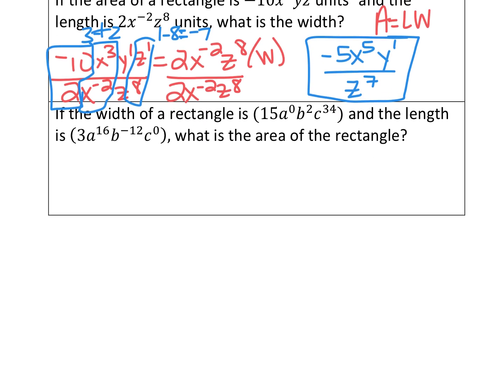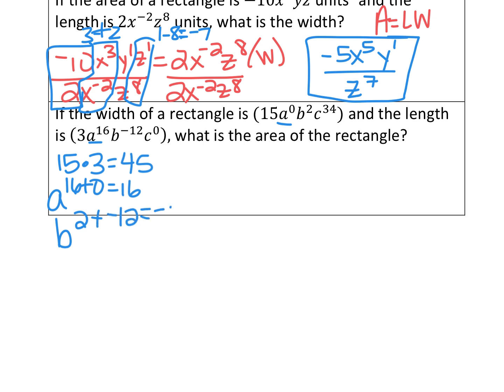This one is a width and a length, and now we're finding the area. Remember, we're still multiplying. So regular numbers, regular math, 15 times 3 is 45. And we need to add these exponents here. So I have 16 plus 0 is just 16. My b, I have b to the 2nd plus a negative 12 is negative 10. And then my c is going to be 34 plus 0 is 34.